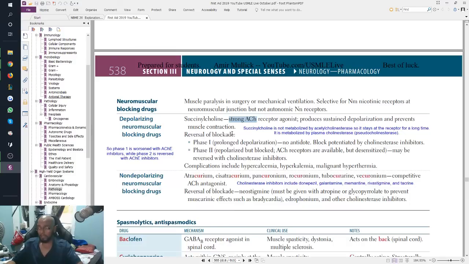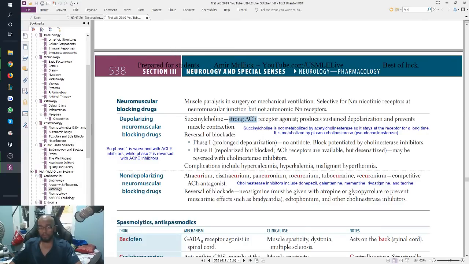So you're anesthetized. You're going to have flaccid anesthesia. Succinylcholine is not metabolized by acetylcholinesterase, so it stays at the receptor for a long time. It is metabolized by plasma cholinesterase, also known as pseudocholinesterase. And then you have to figure out, because the book doesn't tell you any of that.